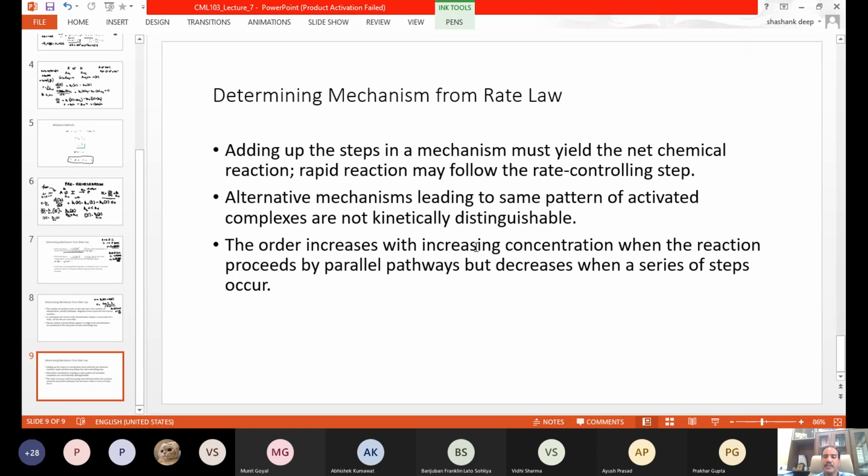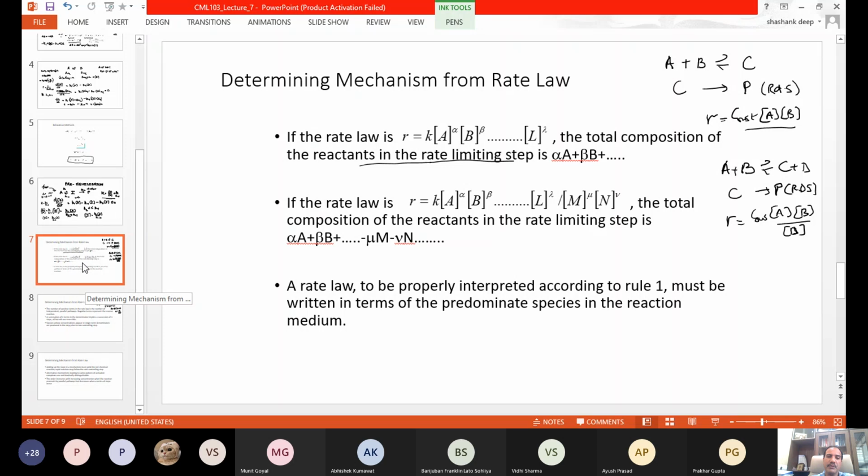The order increases with increasing concentration when the reaction proceeds by parallel pathways, but decreases when a series of steps occurs. That I am going to explain again in the next slide. So these are a few rules which basically help you in determining the mechanism from the rate law.